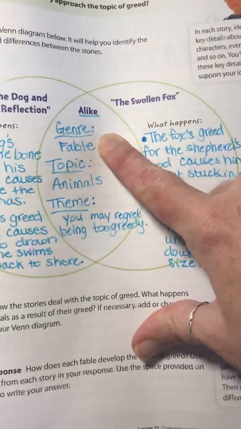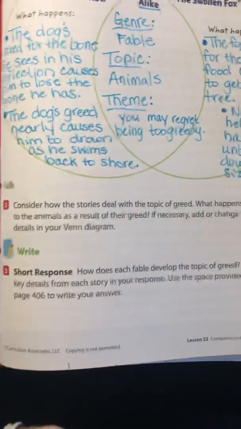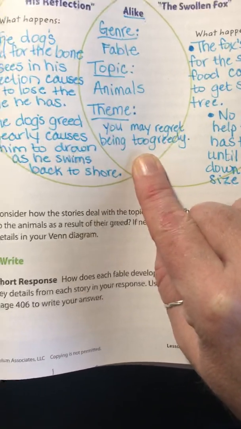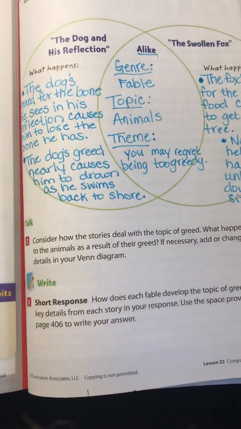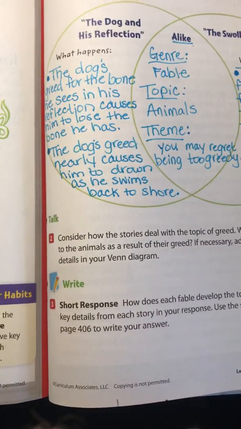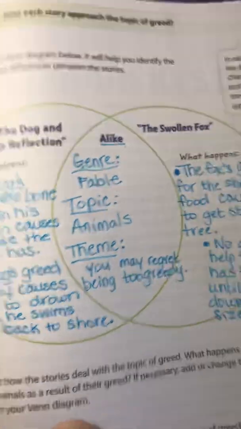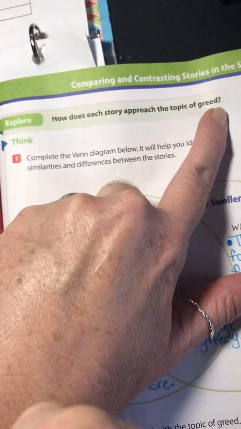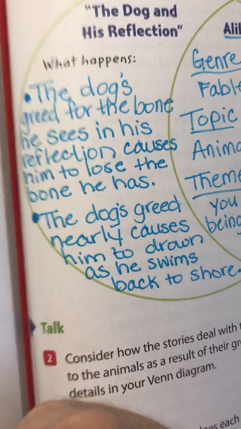So we know the genre is a fable, the topic is animals, and we know now from the theme, or reading these two, that the theme may be regretting being too greedy. So let's take a look at the differences. Let's start with the dog and his reflection. The question is, how does each story approach the topic of greed? We know that greed means to be selfish and have it all for yourself.